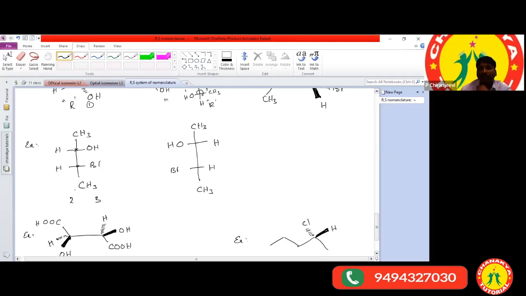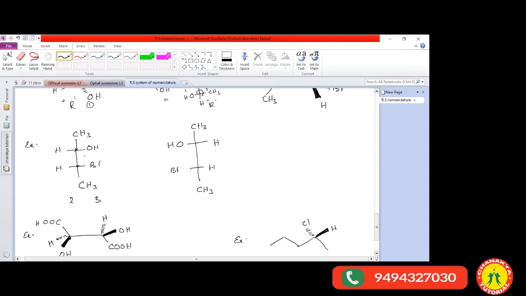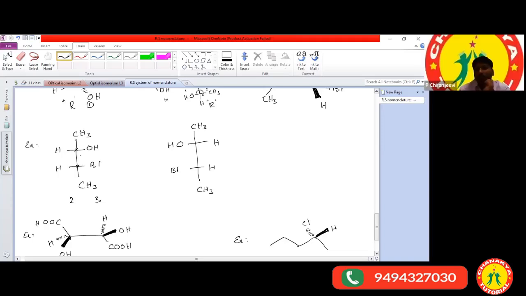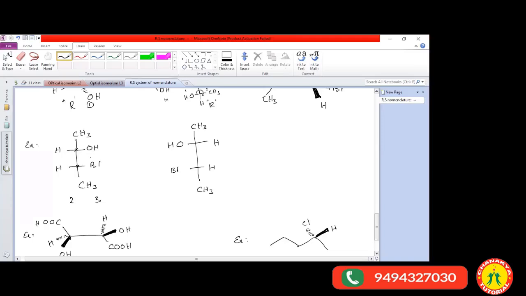First you give the priority, then you can get the answer. Conditions applied, that's it. We are discussing applications only now. Do you know how to give the priority order as per the CIP rules? No, sir.